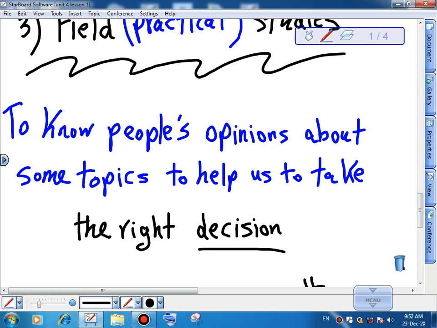For example, when I went to school, I had 2 second languages, German and French. I don't know which is the easiest subject, German or French. So I asked my mom, my sister, my brother, what is the easiest subject between German or French? So everyone will say their opinion about German, about French.